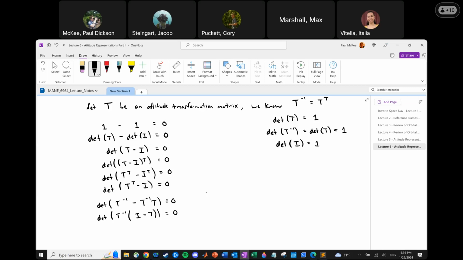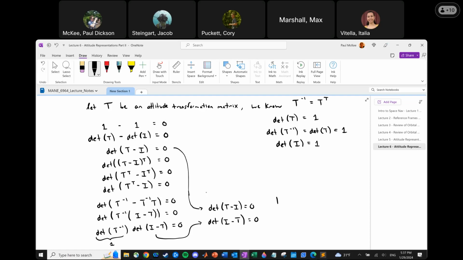Right? And we can split this up. The determinant of T inverse times the determinant of I minus T equals 0. But we know that the determinant of T inverse is 1. And so what can we take away from this? We know from all the way up here, tighten that up, that the determinant of T minus I is 0, and the determinant of I minus T equals 0.